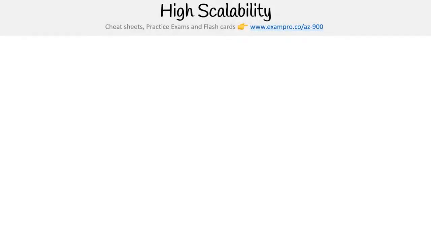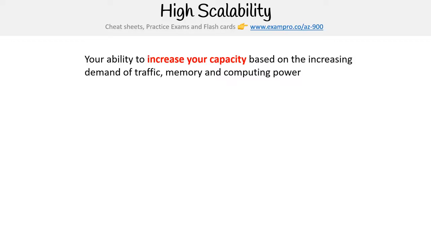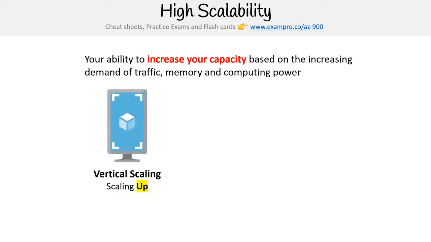Hey, this is Andrew Brown from Exam Pro, and we are looking at the concept of high scalability. And this is your ability to increase your capacity based on the increasing demand of traffic, memory, and computing power. If you are a growing company, you're going to have to scale up. You're going to have to get bigger and better servers. But there are different types of scaling, and the first type is vertical scaling. This is the most obvious one people are going to think of, and it's called scaling up. And what we do is we just upgrade to bigger servers. We need bigger hard drives, faster computers.